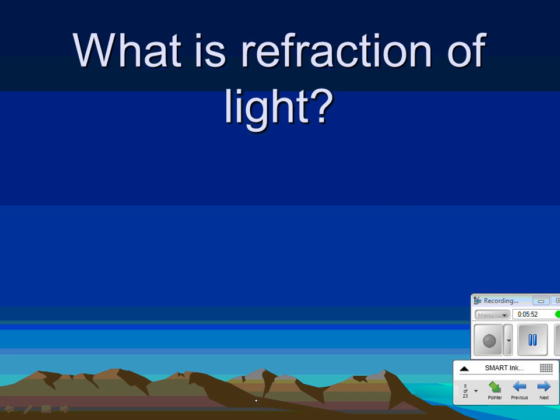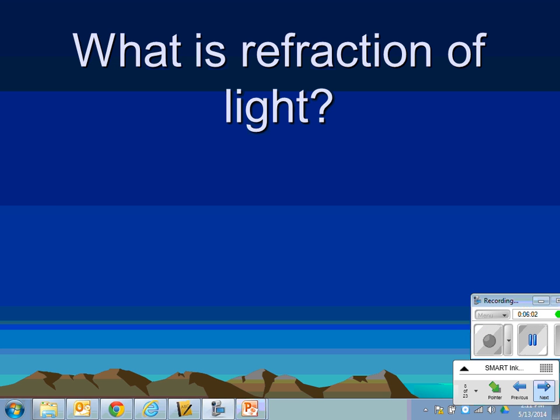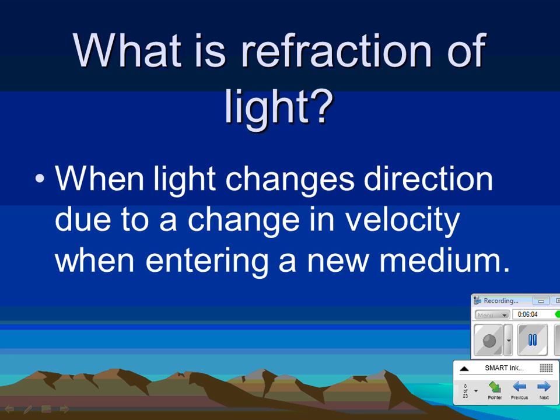Okay, let's talk about our main subject for the day, which is refraction. Who remembers what refraction of light is? How can you describe refraction of light? Excellent. So that's what we're looking for. So refraction is when a wave, and in this case light is what we're talking about, changes direction due to a change in velocity upon entering a new medium. So that's what refraction is, okay? We're going to get into more details of that today and how to calculate things like that.